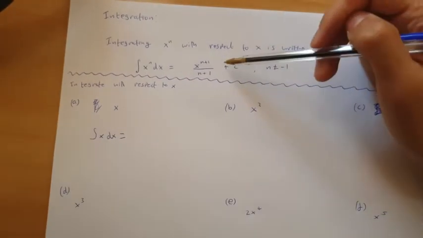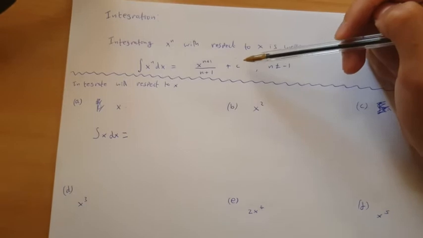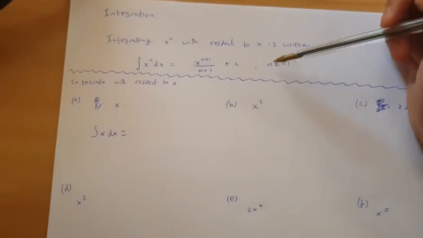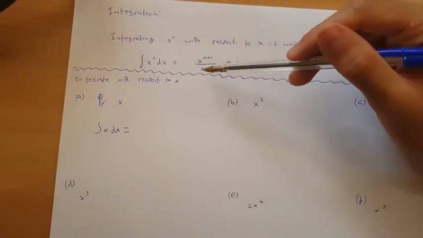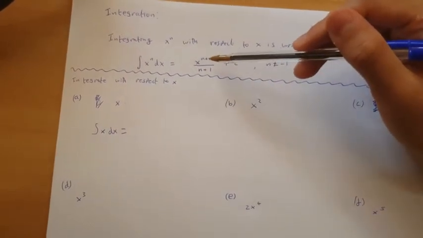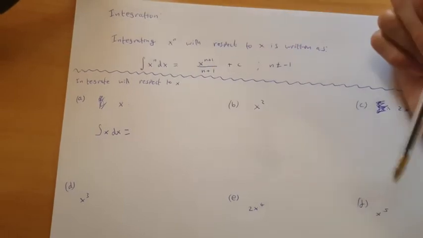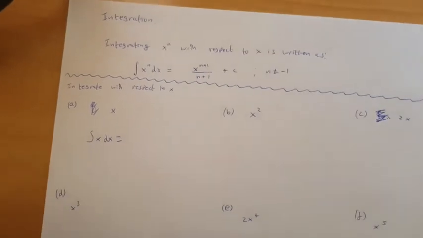Okay, and then plus c. C is your constant of integration, where n is not equal to minus 1, because if n is equal to minus 1, that bottom bit will be 0, and a number divided by 0, yeah, it doesn't work.